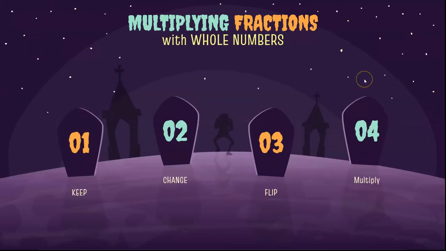So let's remember that we keep the first fraction. Okay, it doesn't matter which one it is, the first one gets kept. We're going to change the sign from division to multiplication. We're going to flip the second fraction. It's got to be the second fraction. It doesn't matter if it was the regular fraction or the whole number, who cares? If it's the second fraction, it gets flipped. And then we multiply.